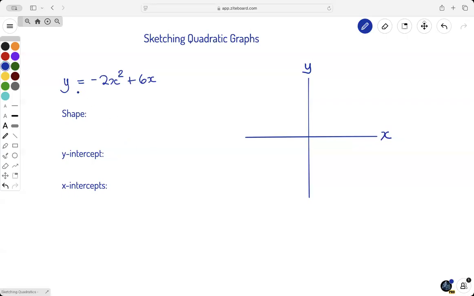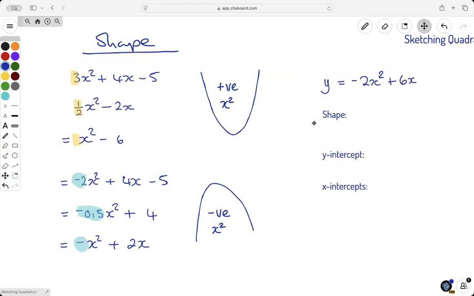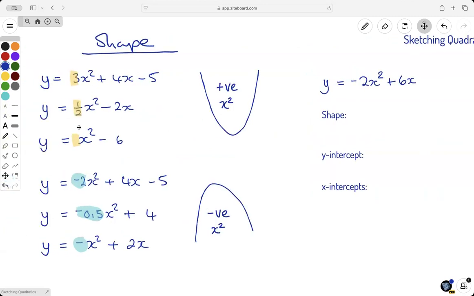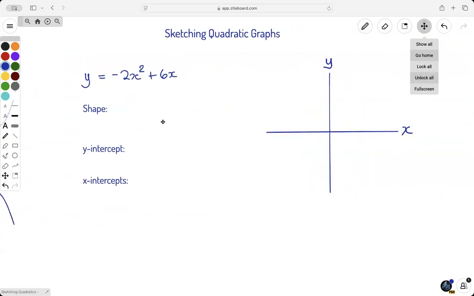In this video, I'll be sketching a quadratic with a negative coefficient of x squared. If the coefficient of x squared is positive, we get a U-shaped graph. If it's negative, we have a hill-shaped graph. So this one will be a hill shape.